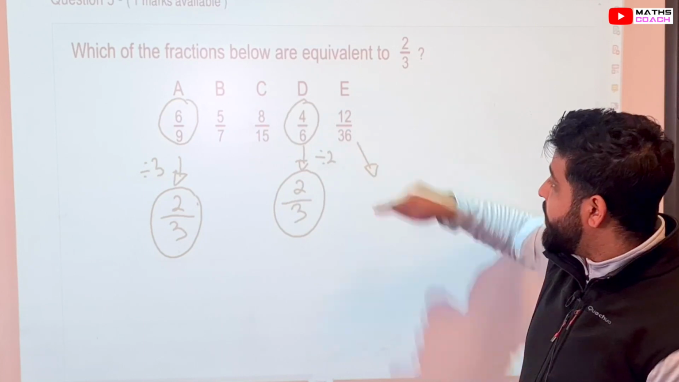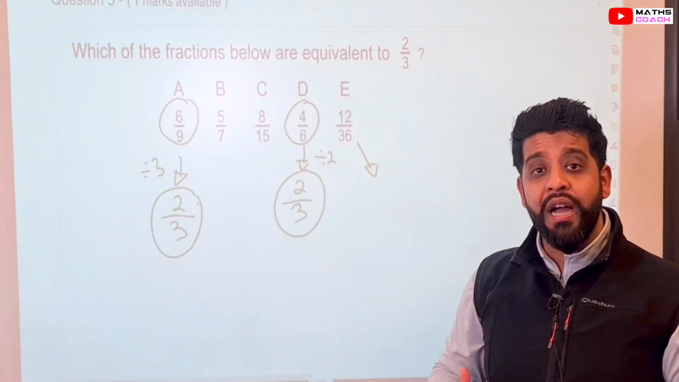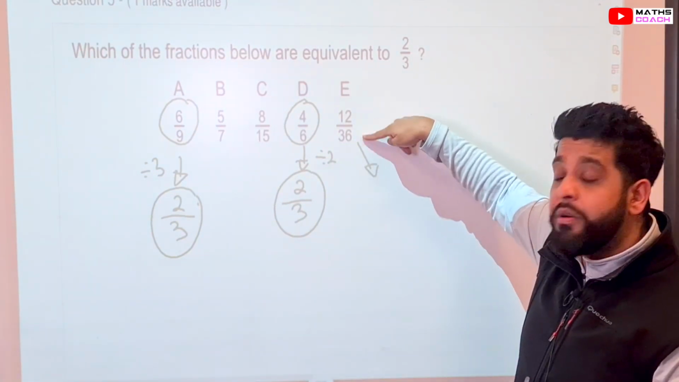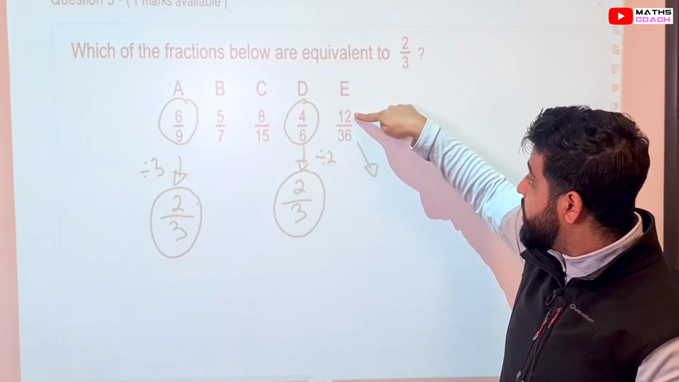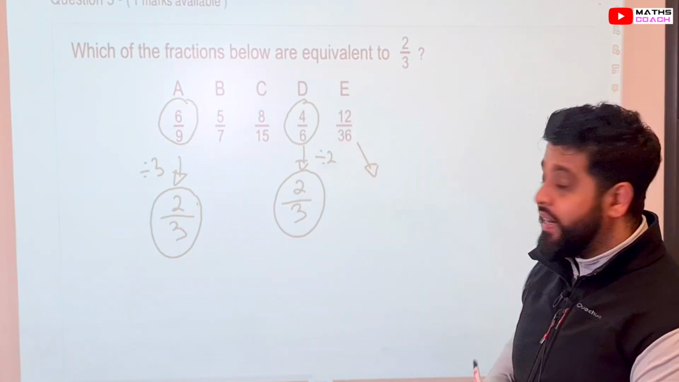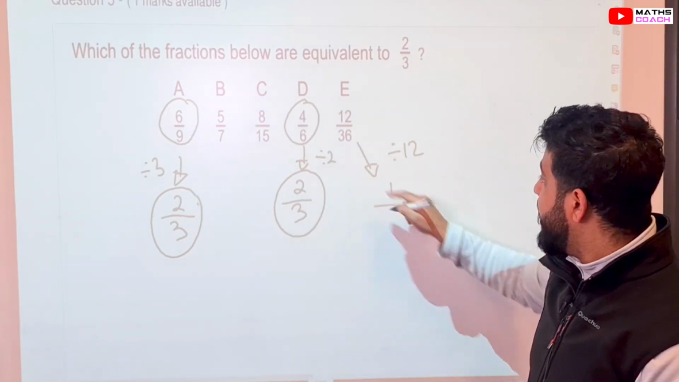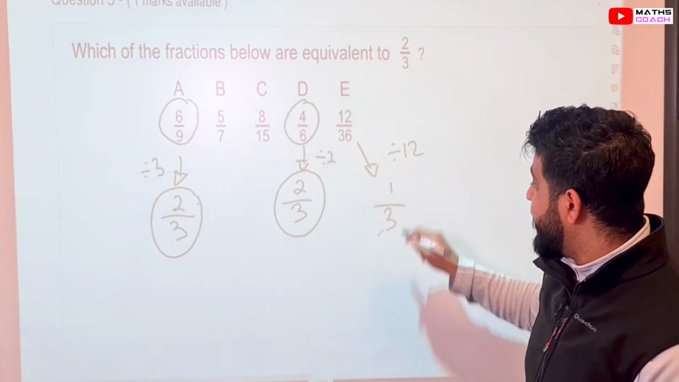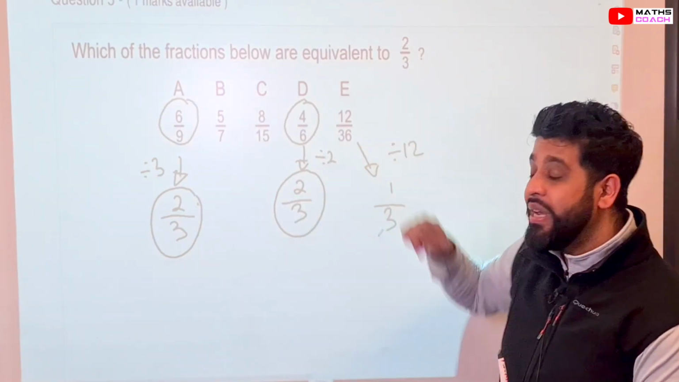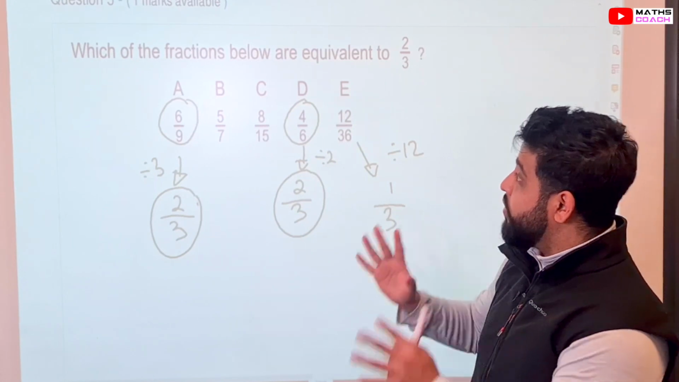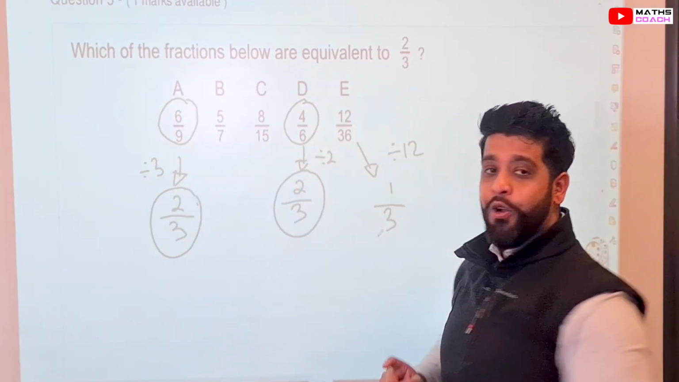Now the last one, 12 over 36. Once again, we're going to cancel down. And 12 and 36, they do have divisors between them. You can divide both of them by 2, or 36 is a multiple of 12. So therefore, both of them can be divided by 12 as well. So 12 divided by 12 is 1, and 36 divided by 12 is 3. Now we got 1 over 3. 1 over 3 is not quite 2 over 3, so therefore this one is not equivalent. So the two fractions which are equivalent to this is 6 over 9 and 4 over 6.